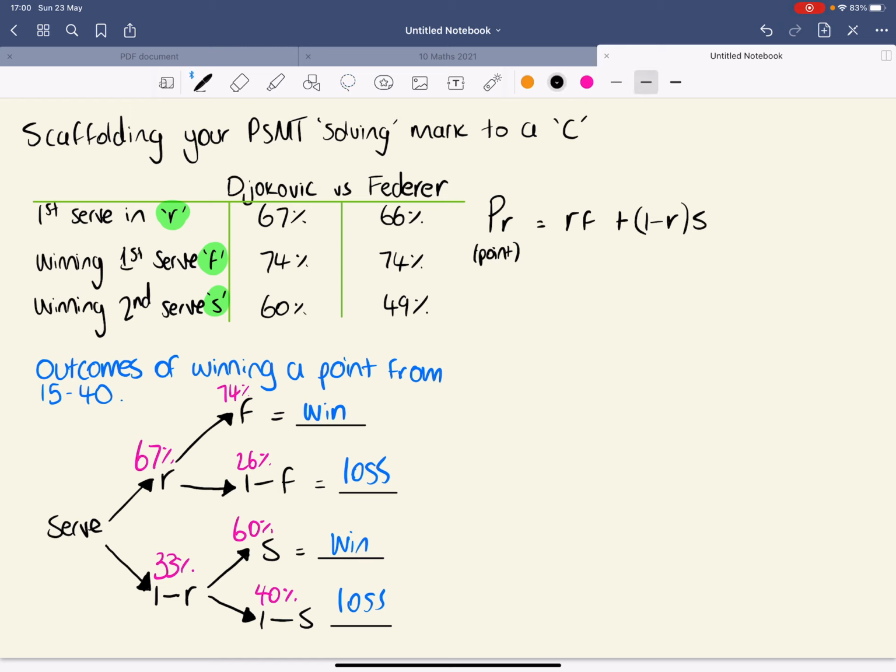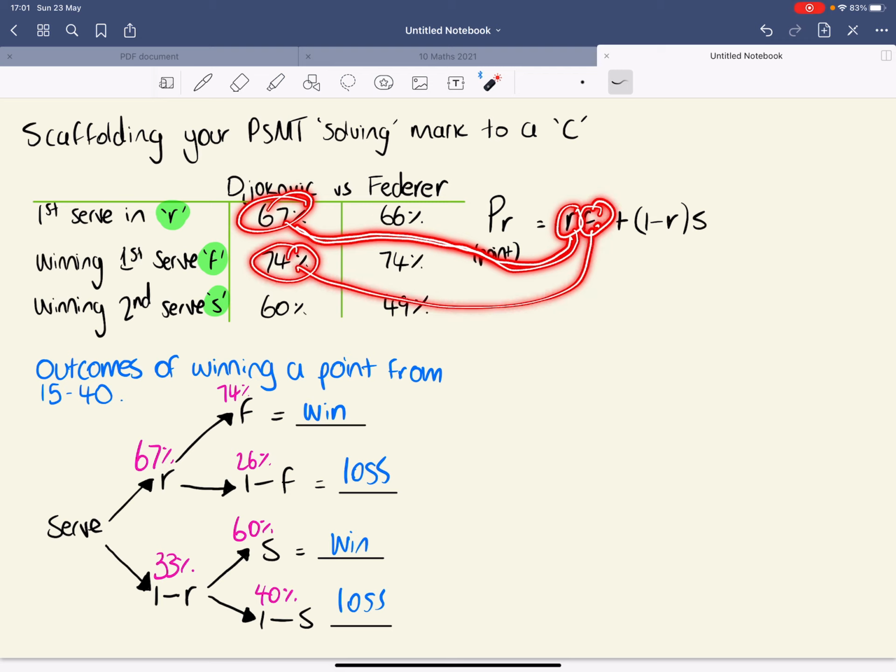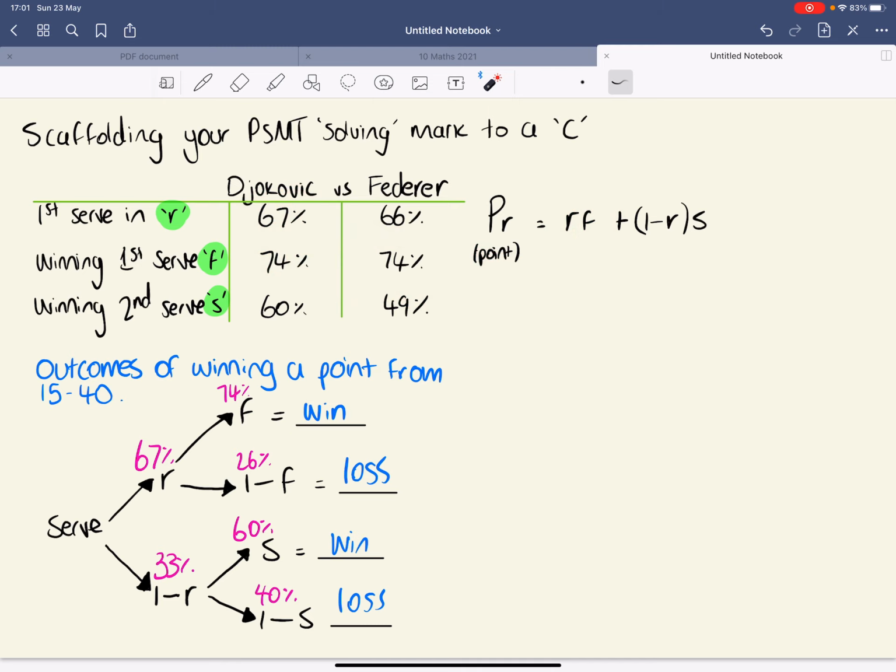So don't automatically try and substitute. I mean, you can, it's probably worth communicating, but what I tend to find with students is they just want to put the numbers in straight away. So what's R in this formula? It relates to the first serve in. So you're likely to put your 0.67 in here. And then what's F? That's winning. So you put your 74% in there, or 0.74, and you just want to find out the probability.